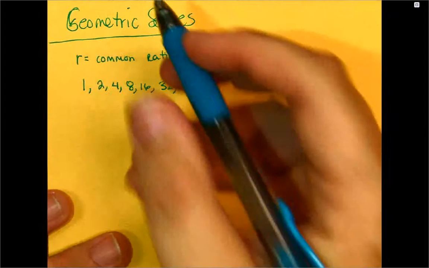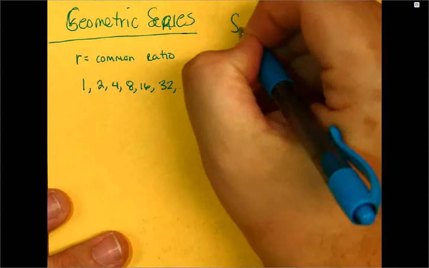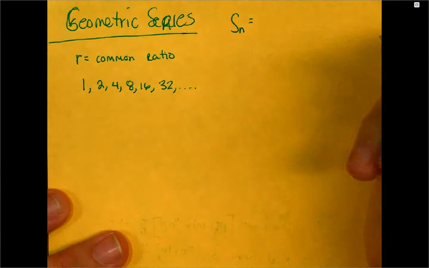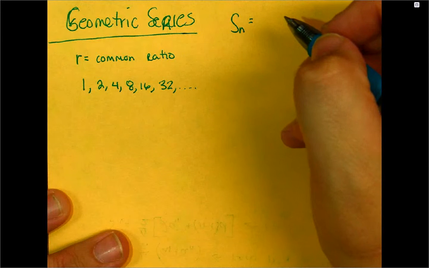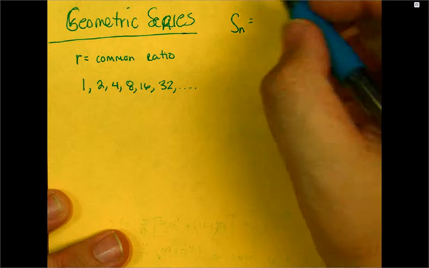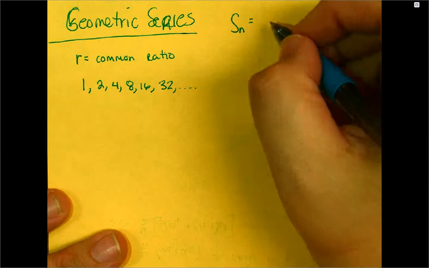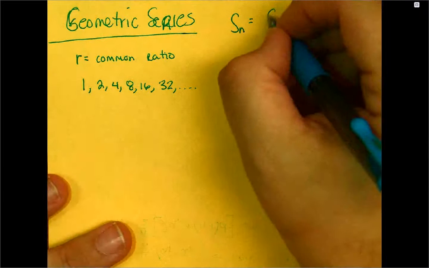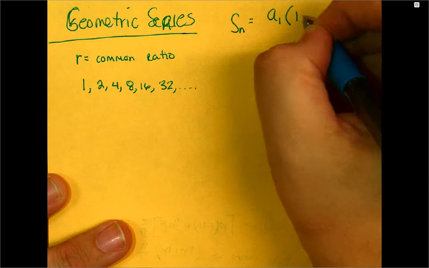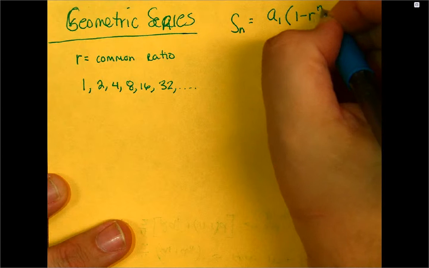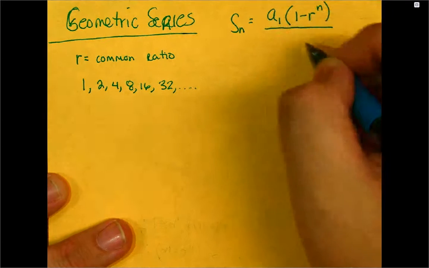Now, the formulas for this guy, the summation S of n, there's basically one formula. It's a sub 1 times 1 minus r raised to the n power all over 1 minus r.